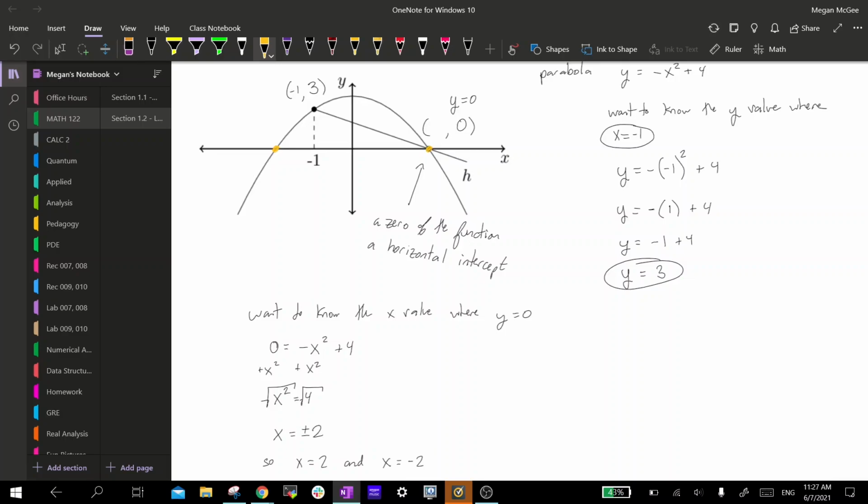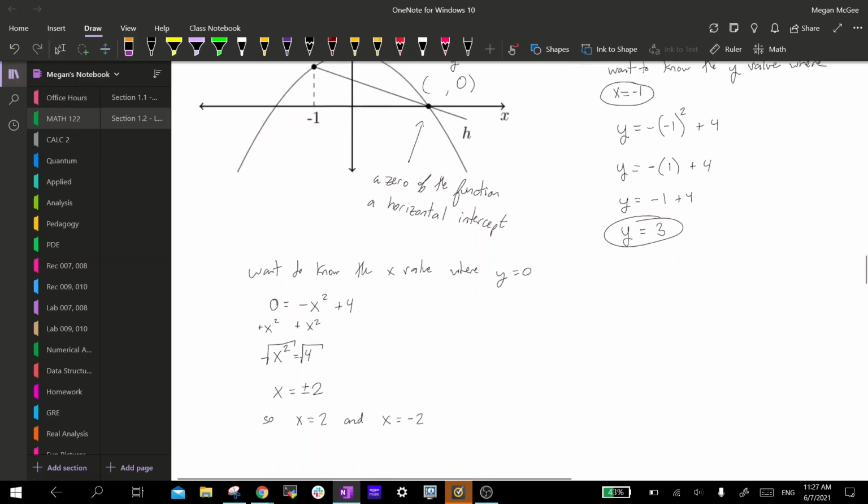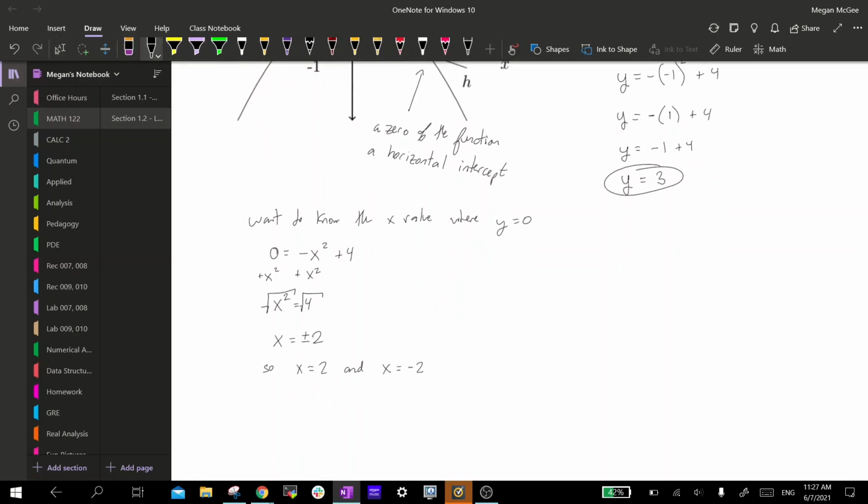But we only need one of these answers. So we need to pick which answer do we need. Well, we're looking for the positive x because we are to the right of the y-axis. So we need the positive option, and so that's why we are going to choose x is equal to 2 because we need the positive option for this problem.